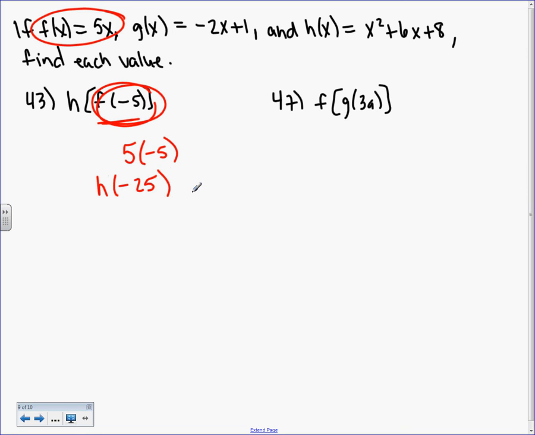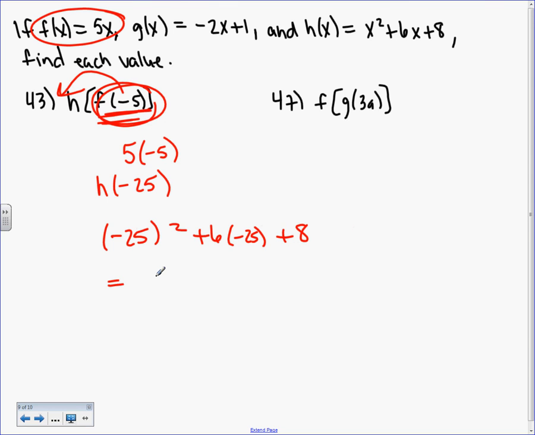So now I'm looking for h of negative 25. I'm going to put the answer to this into here. So my h function, x squared plus 6x plus 8, what do I replace all the x's with? Negative 25s. And then you get out a calculator, right?